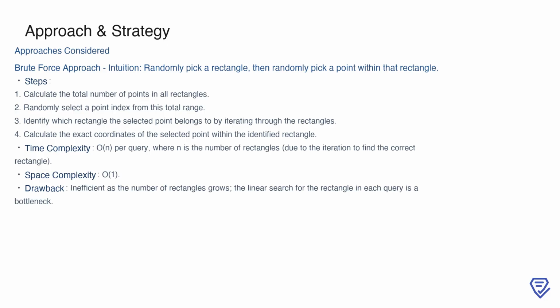To begin addressing this problem, one possible approach is a brute force method. The intuition behind this method is straightforward. We first randomly pick a rectangle, and then randomly select a point within that rectangle. To achieve this, we calculate the total number of points across all rectangles by summing up their areas. Once we have this total, we generate a random index within this range. The next step is to determine which rectangle contains the randomly chosen point. This requires iterating through all rectangles and their cumulative point counts until the correct one is identified. Finally, we compute the exact coordinates of the point relative to the selected rectangle.